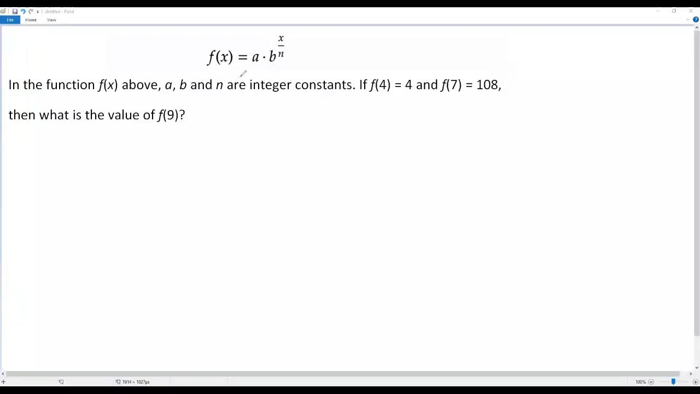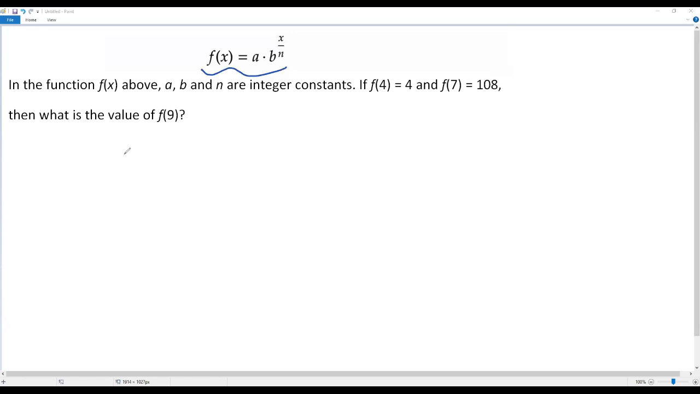Here we have a SAT math problem. Okay, let's go to the question. f of x equals a times b raised to the power of x over n. In the function f of x above, a, b and n are integer constants. If f of 4 is equal to 4 and f of 7 equals 108, then what is the value of f of 9? Okay, now let me take the given function as it is.